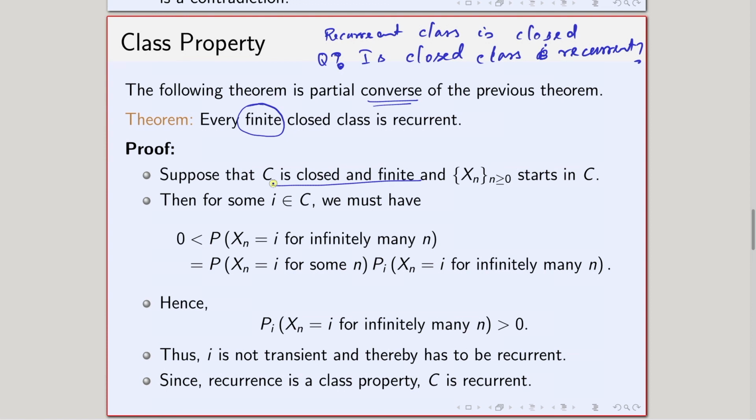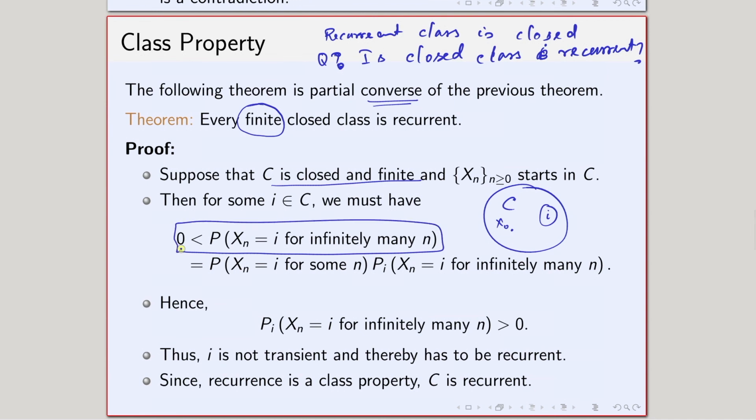So, that means I am already in C, the chain entered into C. So, instead of that, I am supposing that I am starting in C. C is here, and x naught is somewhere inside. Now, for some i belonging to C, we must have the following, we must have this particular thing.